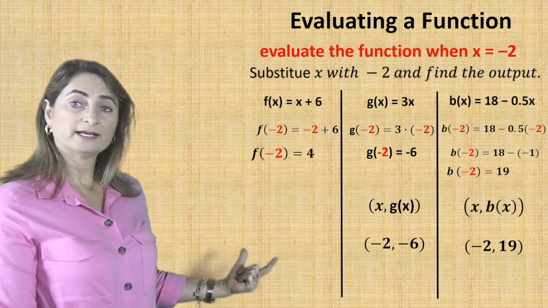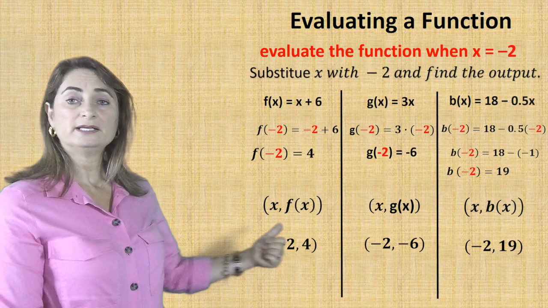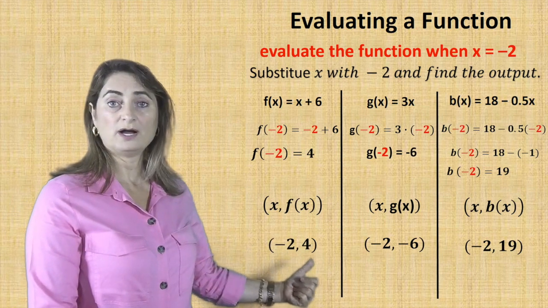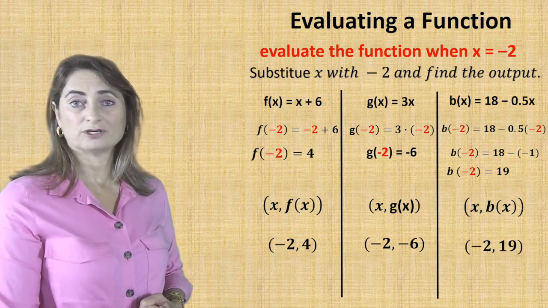So how do you write that as an ordered pair? It is x and f of x. X is -2, and the f of x, or the y, or the output, is 4.